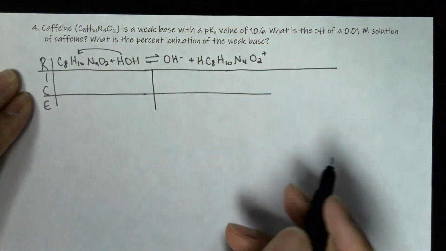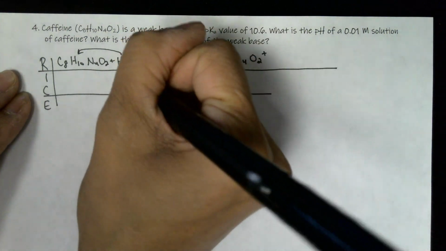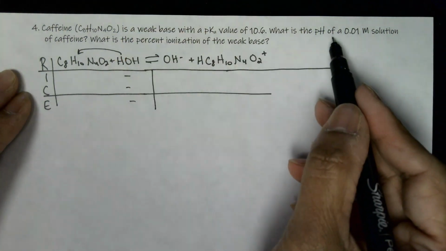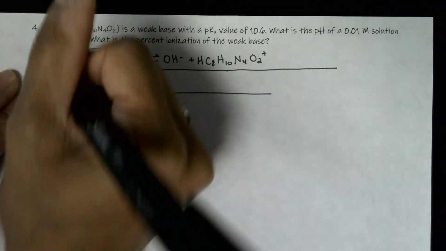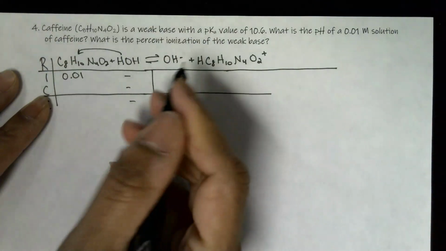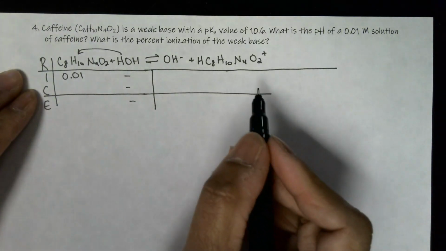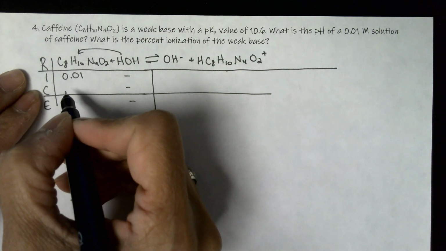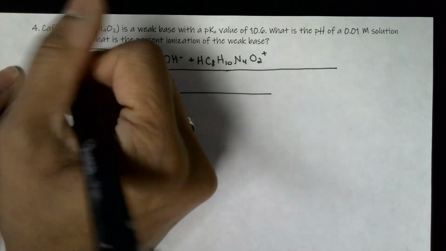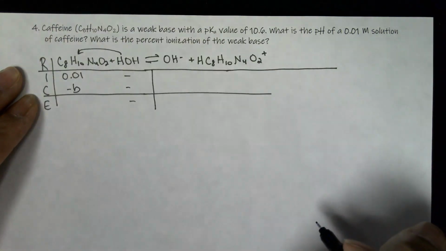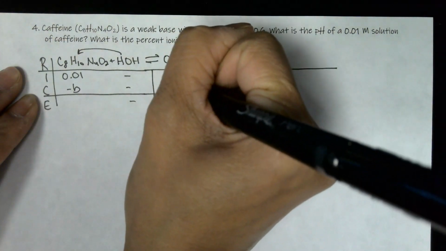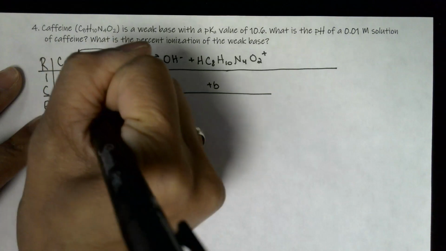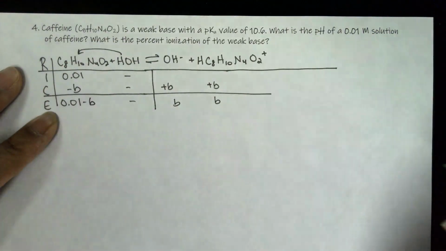So first of all, I know that water is a liquid, so that's not going to have anything in here. And I know that the solution of caffeine started at 0.01 molar, and that's in molarity, so it's good to go. Now, normally we would put in X for this, but because this is the base, let's throw in minus B. I'm going to add in plus B over here and plus B over here. So I end up with 0.01 minus B, and then B and B here.